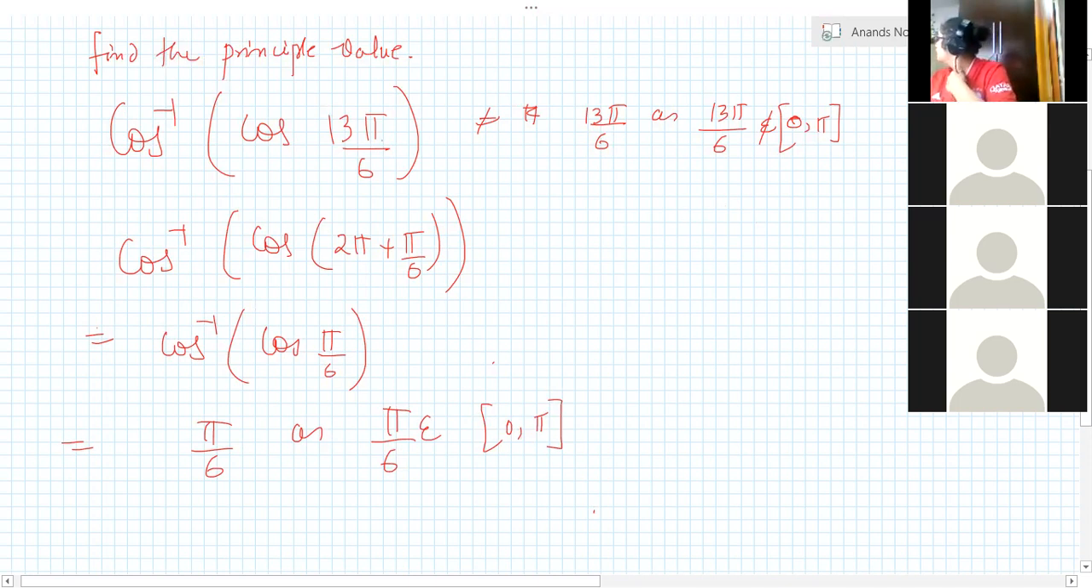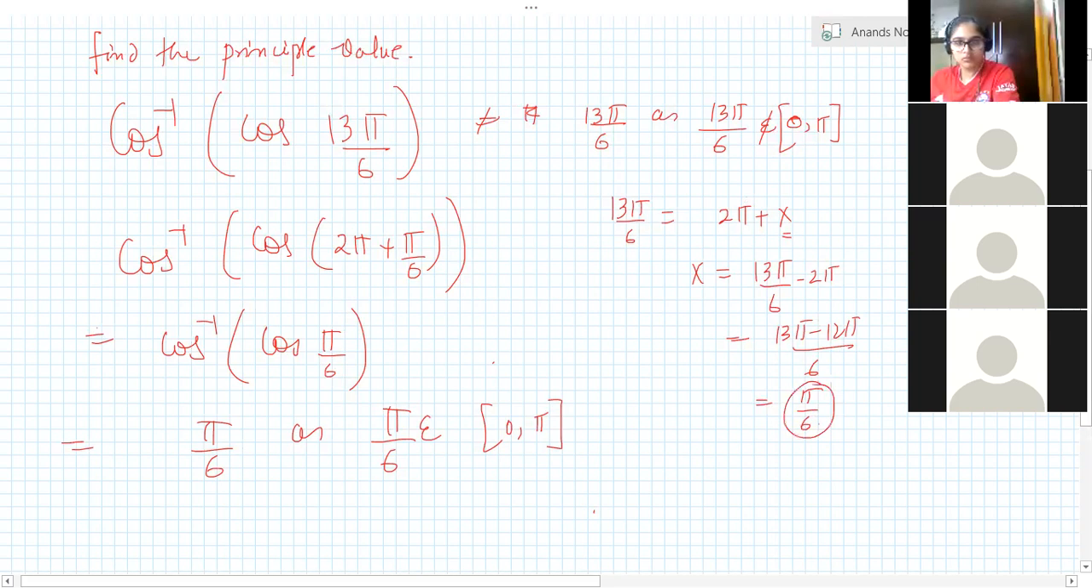So the trick here is like this. Alright, boss, I'm having 13 pi by 6. How can I write it? 13 by 6 is more than 2 pi. So you have to write it as 2 pi plus something. What is that something? Because 13 pi by 6 is greater than 2 pi, that something is 13 pi by 6 minus 2 pi. That is 13 pi minus 12 pi by 6. That is pi by 6.